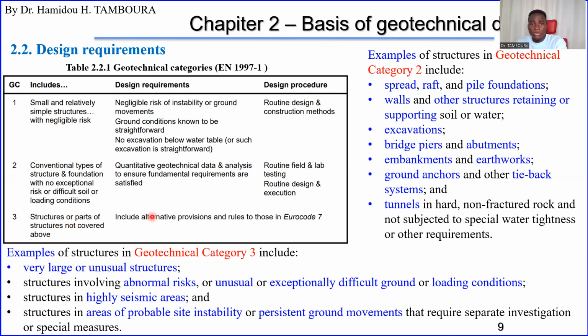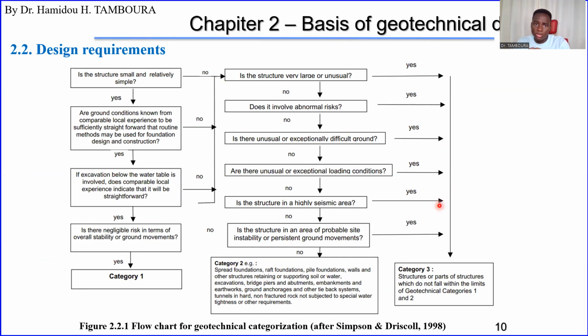Okay. So this is, for example, a flow chart you can use to detect in which category your structure should be classified. Okay. And the examples are here. Category 1, no example. Category 2, the examples we talked about before in the previous slide: spread footing, raft foundation, pile foundation, wall or other structure, excavation, bridge pier and abutment, embankment, earthwork, ground anchor, and other tieback systems. All of them are here, I think. Category number 3 is a structure or part of a structure which does not fall within the limits of geotechnical category number 1 and number 2.